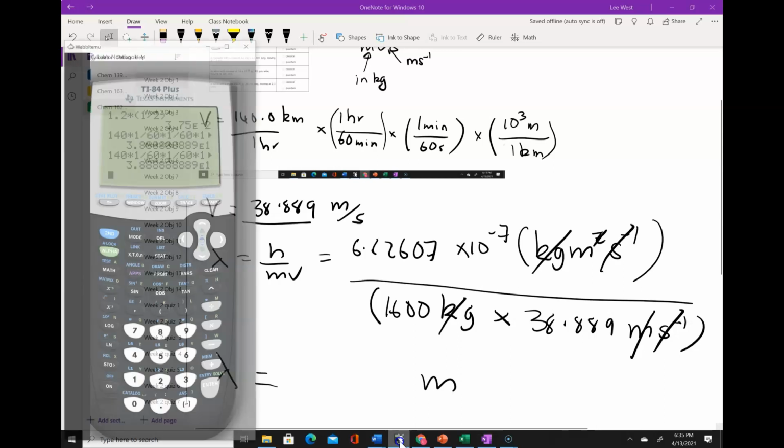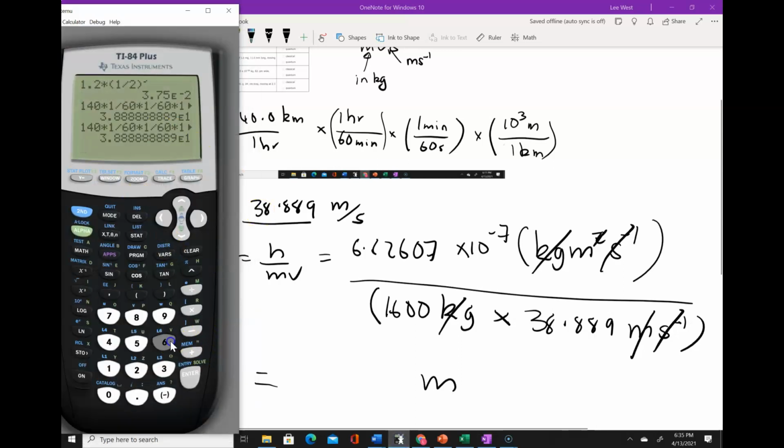Don't forget to use the modified value for Planck's constant. So 6.6267, second function, 10 to the minus 7, divide, parentheses, 1600 kilograms, and then the velocity was my answer from before. So I just go answer, close parentheses, and away we go. And this is going to give it to me in meters. So it is 1.06 by 10 to the minus 11 meters.